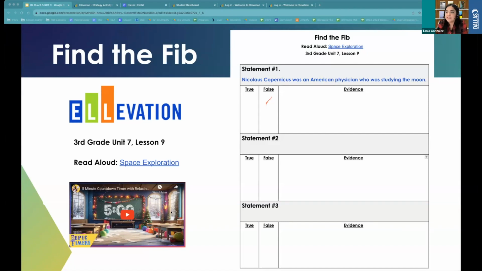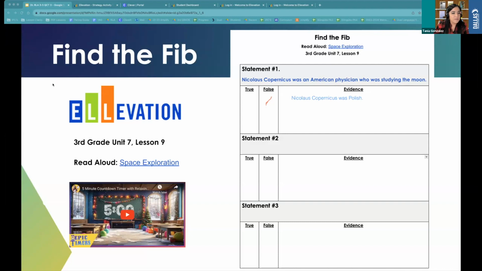Yes, it's a fib. It's false, right? So I see there that the correct sentence that has the answer: Nicholas Copernicus was a Polish astronomer, not an American physician, right? He was also a mathematician, and he was studying the night sky around the same time. Yes, thank you so much for your answers.